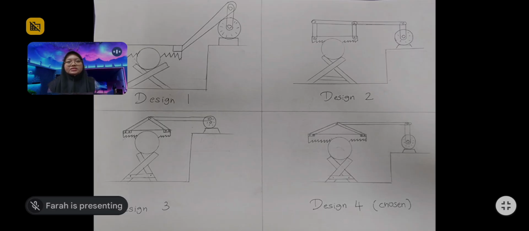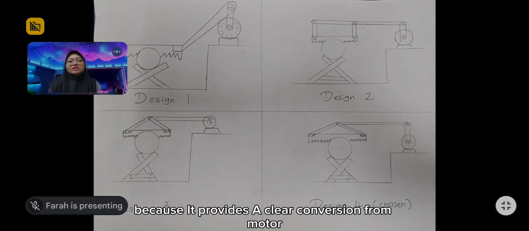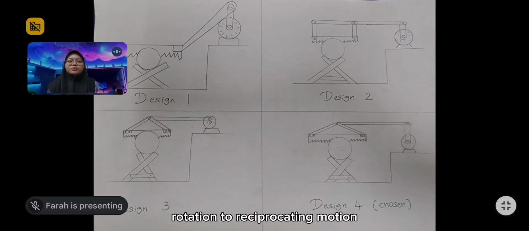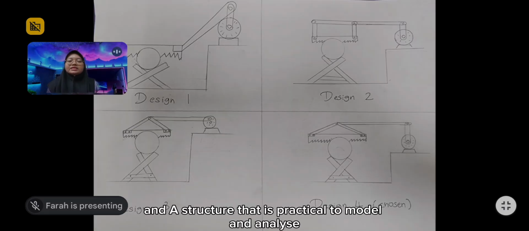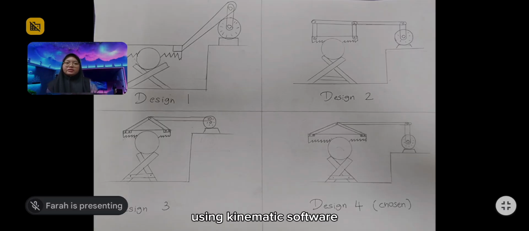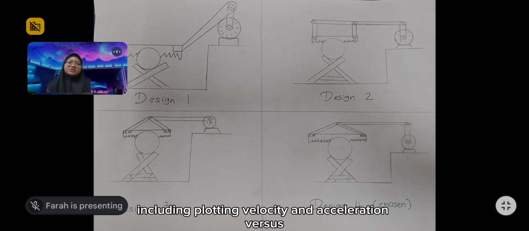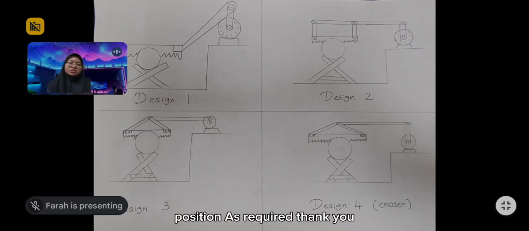To summarize, design 4 is selected because it provides a clear conversion from motor rotation to reciprocating motion, better control to keep the blade horizontal, and a structure that is practical to model and analyze using kinematic software, including plotting velocity and acceleration versus position as required.